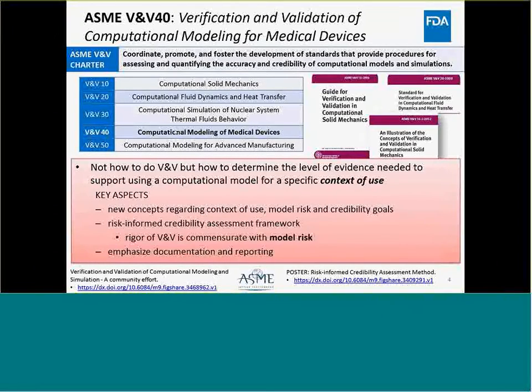And the end goal is that the rigor of your V&V should be commensurate with your model risk. In other words, how are you using that model to inform some decision? There are some materials here. We hope to publish the standard next year in 2018. In the meantime, there are some materials where you can get a glimpse at what that framework looks like.